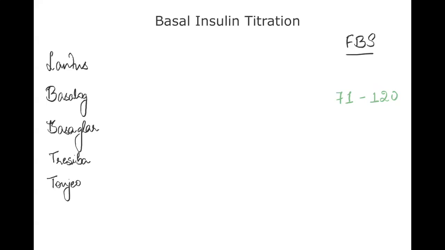So if the fasting is more than 120, that is high. If the fasting is below 70, that's a low sugar. So what do we do with the basal insulin? It's very simple math. It's just the rule of 2. So if your fasting is normal, between 71 and 120, don't do anything. Leave the insulin as it is, so you don't have to panic. You leave the insulin as it is.